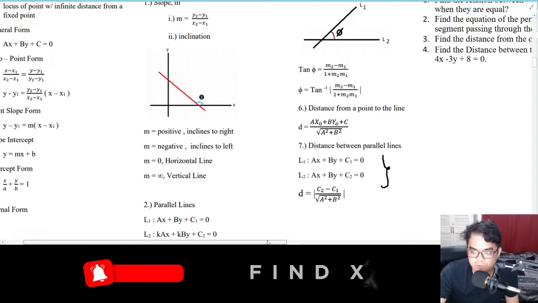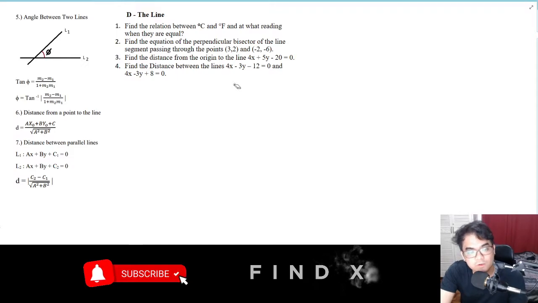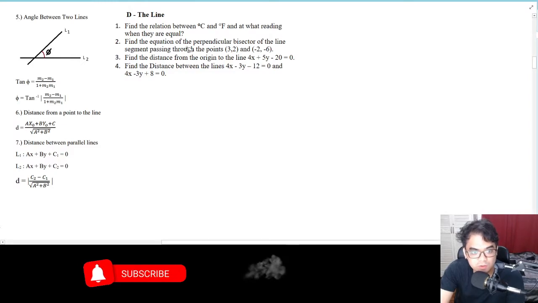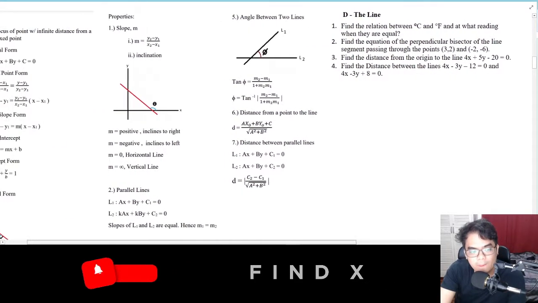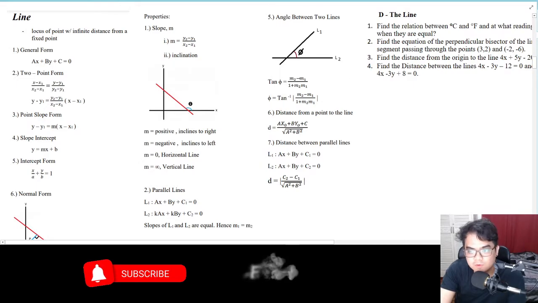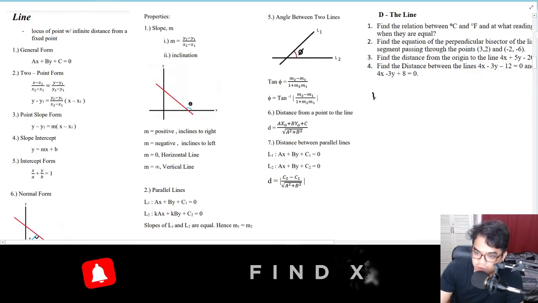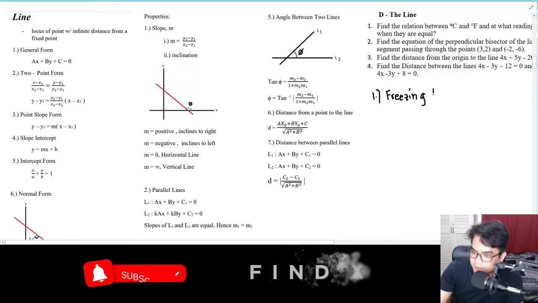Okay, with that, let's proceed to some examples. For number 1 of this topic, the line: find the relation between Celsius and Fahrenheit, and at what reading they are equal. As you can see, there are a couple of things that you should know here. First of all, for number 1, you'll have the freezing point and then the boiling point.